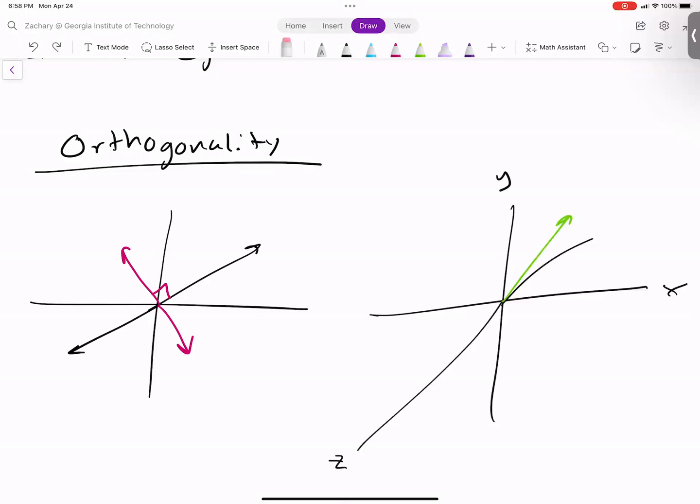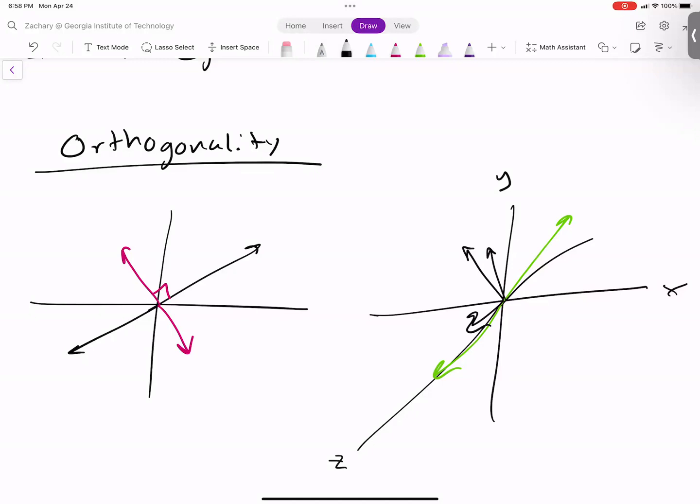If I have some line in 3D, pretend that's sticking out of the page, and I'm looking for something that is orthogonal to this, what this would look like is a line that sticks straight off this way, or a line that sticks straight off this way. So if this is my line going like this, this line is orthogonal to it, this line is orthogonal to it, this line is orthogonal to it. Does that make sense?